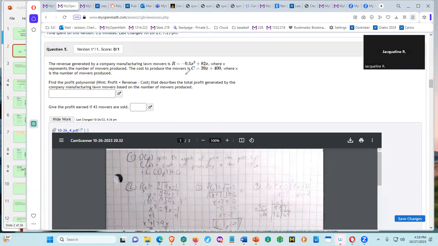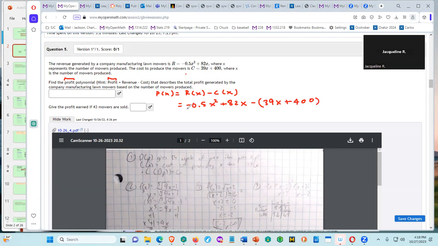So they want the profit polynomial. And so profit is revenue minus cost. P of x equals R of x minus C of x, which is negative 0.5x squared plus 82x minus the cost function, which we have to put in parentheses. Sometimes people make a mistake that way by not doing that. 39x plus 400. And of course, that negative will distribute.